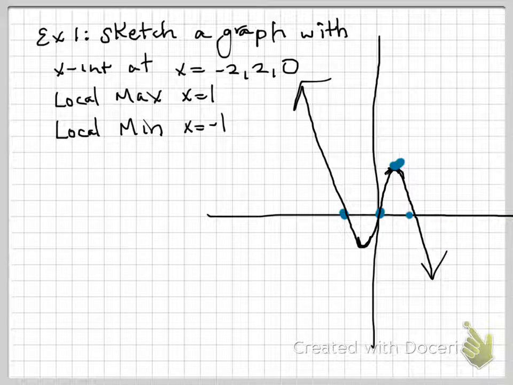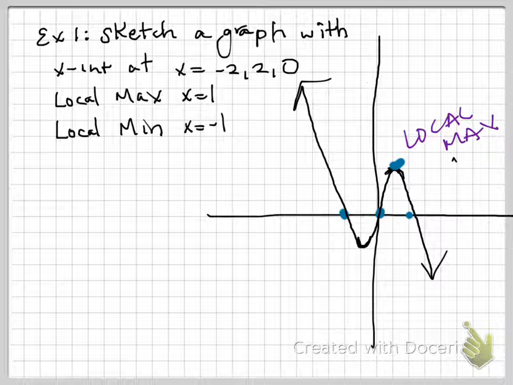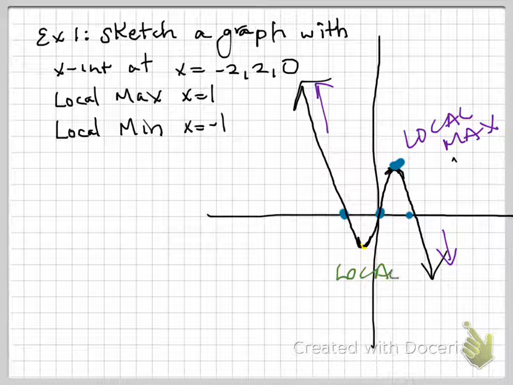We know that this point right here is our local maximum. It's local because that is the highest point nearby, but it's not the absolute highest because the graph goes up forever. Same for here. This point down here would be our local minimum point, just like it asks for.